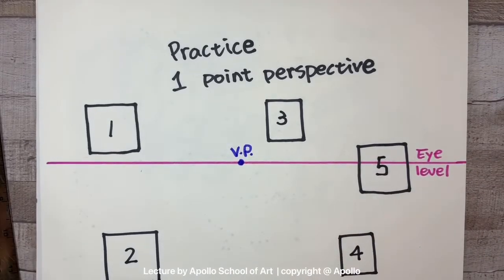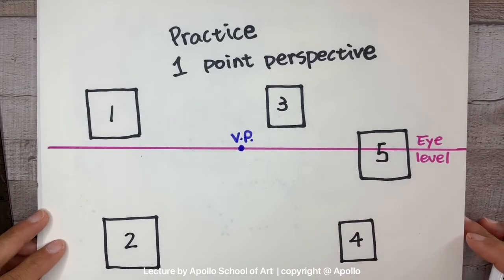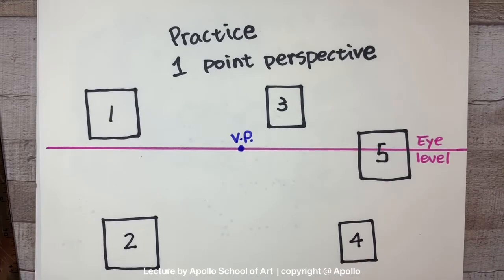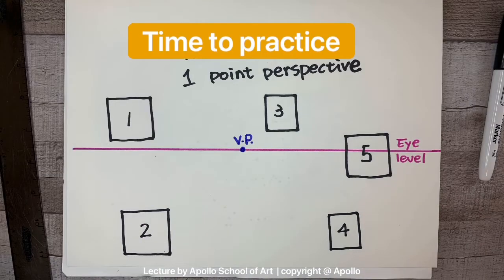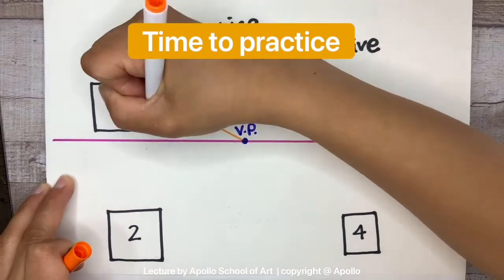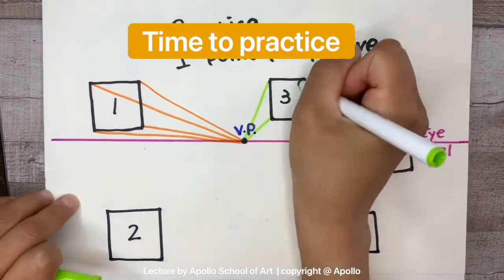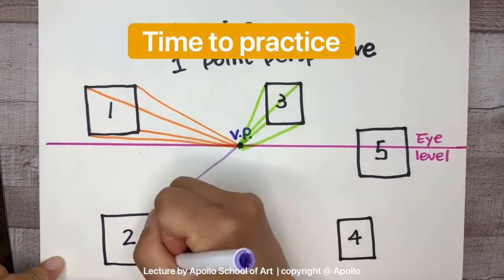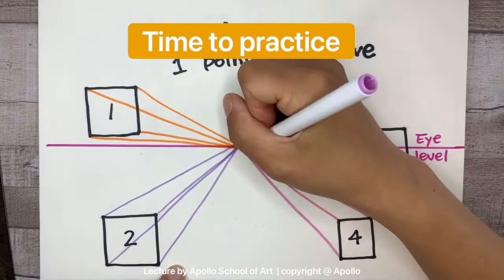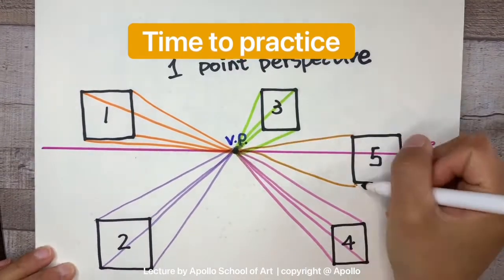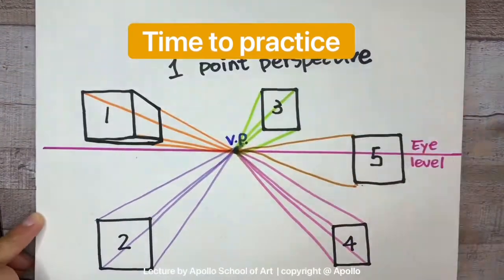Okay, now you can go ahead and do your small practice with 1 point perspective. Just a quick reminder, all the corners have to connect to the vanish point, so don't mess them up. You can use a color pencil to trace the line so you don't mess up, okay?